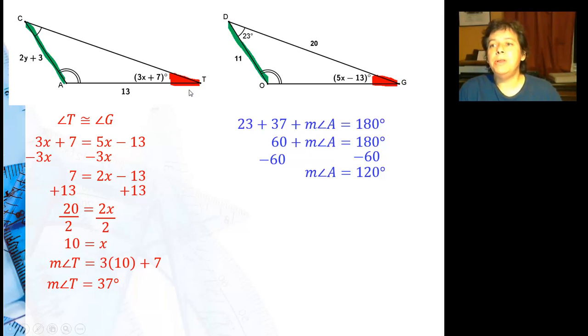Finally, I'm going to look at these two corresponding sides right here. They're congruent, so I can set them equal. 2y plus 3 must equal 11. Subtract 3 from both sides, and I get 2y is 8. Divide by 2, and y is 4.